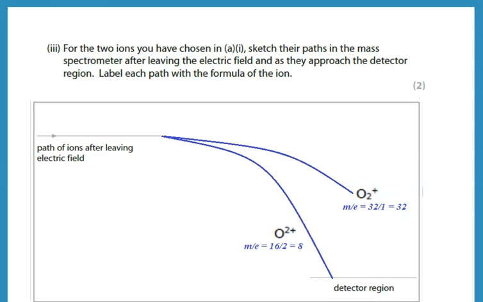So for example, if these are the two choices that you wrote, O2 plus and O2 2 plus, the m over e for that first one that has a higher charge will have a lower mass, or the one with less atoms will have a lower mass. So the m over e, when it is lower, then the deflection is more, as we indicate here.